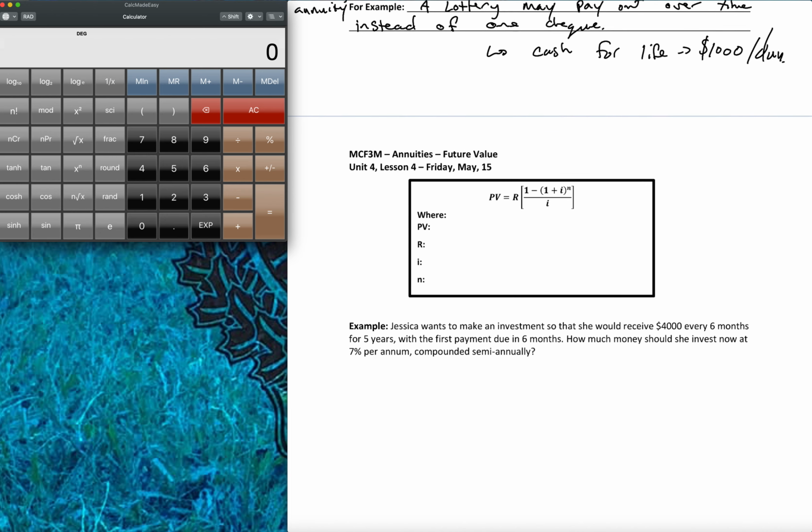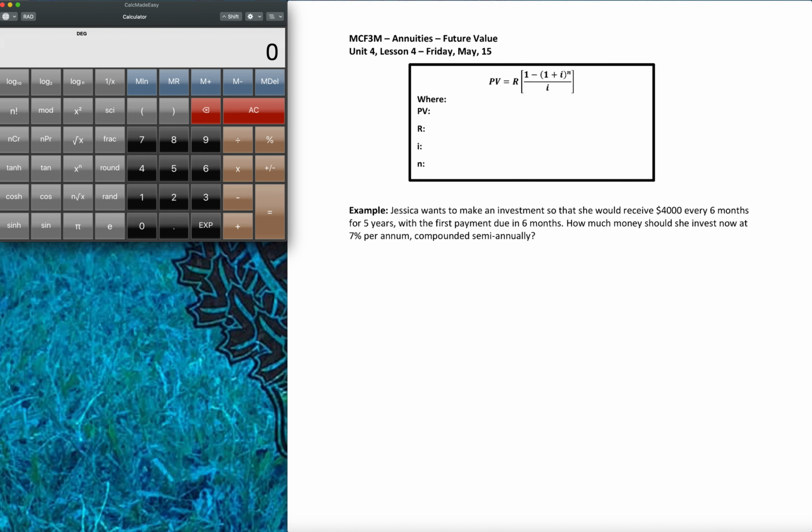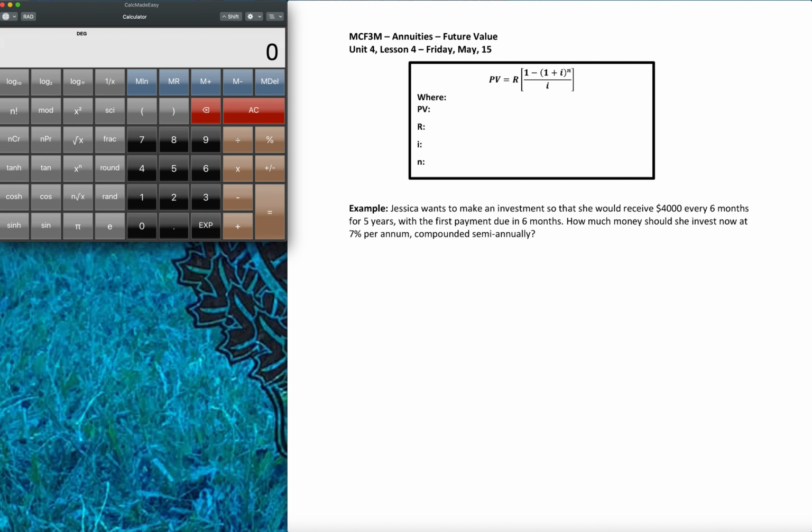So let's take a look at an example. Jessica wants to make an investment so that she would receive $4,000 every 6 months for 5 years, with the first payment due in 6 months. How much money should she invest now at 7% per annum, compounded semi-annually? So we're going to go to our equation here. Very similar.